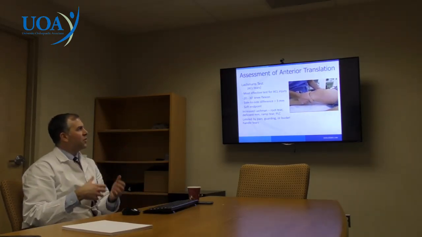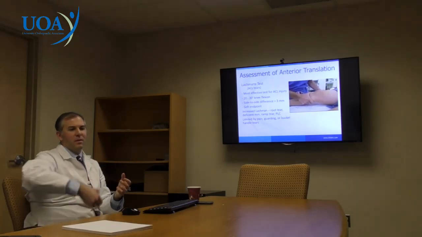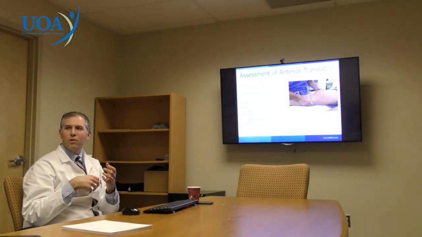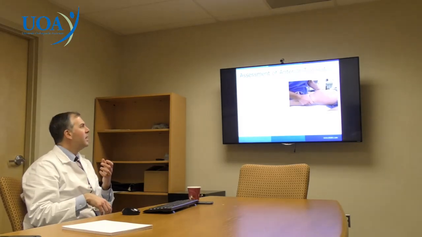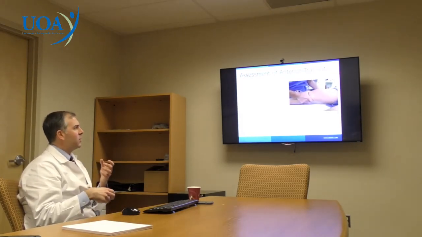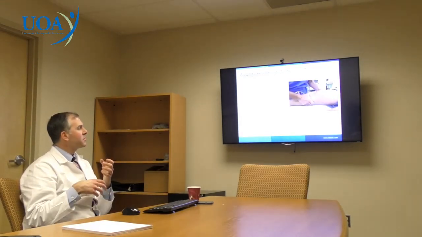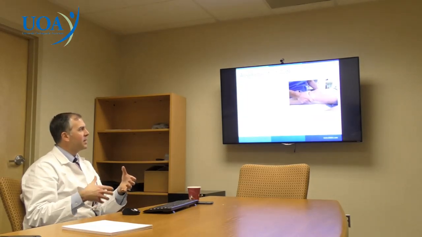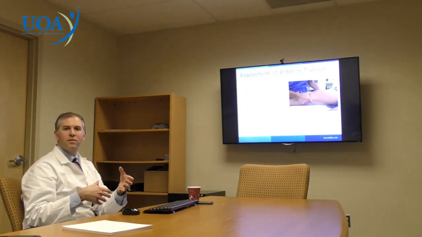But you can see that translation, it's not pulling that person's tibia through the roof, right? But it's that increased motion, that's a positive Lachman. And that's really the main way you're gonna do that. A little bit of flexion, have one hand kind of cradling the femur, the other hand on the tibia, and moving from anterior to posterior.